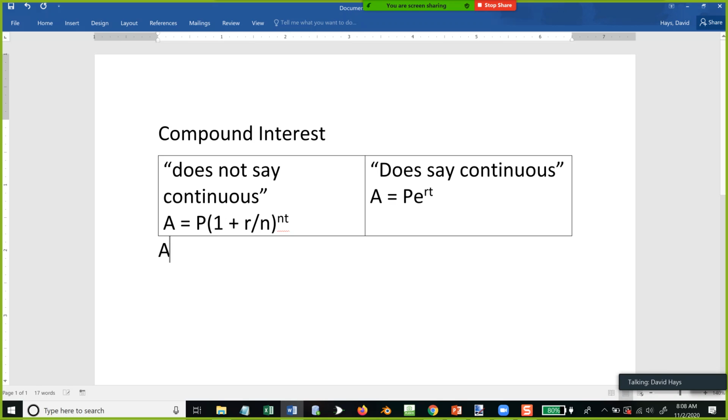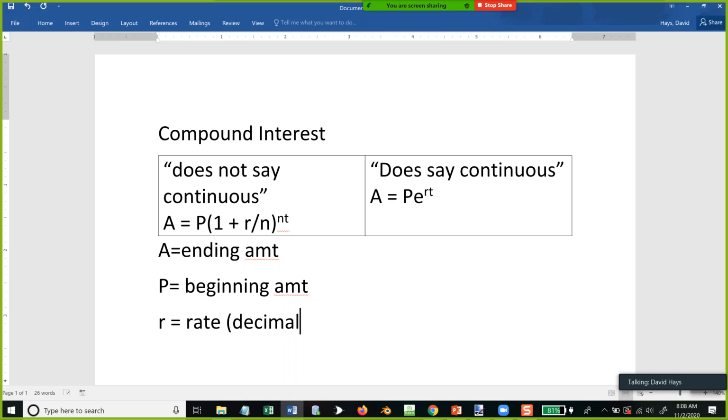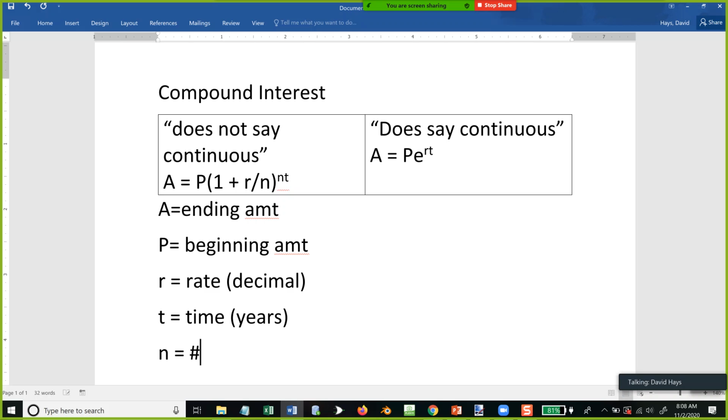Now A is our ending amount, P is our beginning amount, R is our rate, and that's in decimal form. T is our time, and that's in years. And N is the number of times compounded per year.